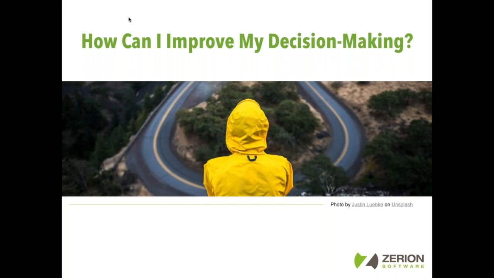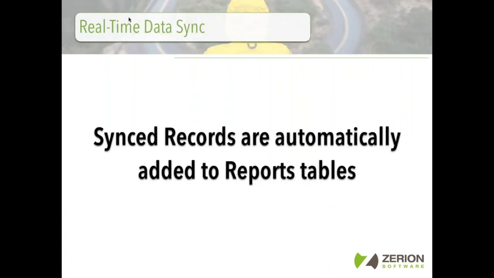So now let's focus our discussion on the goal of improving decision making. There are two main ways I see Zerion Reports and Zerion Documents being able to improve your decision-making process from the perspective of being a business owner or a business manager overseeing the data collection process. The first thing is, as you noticed during the demo, as soon as I synced a record, it was automatically added to a reports table.